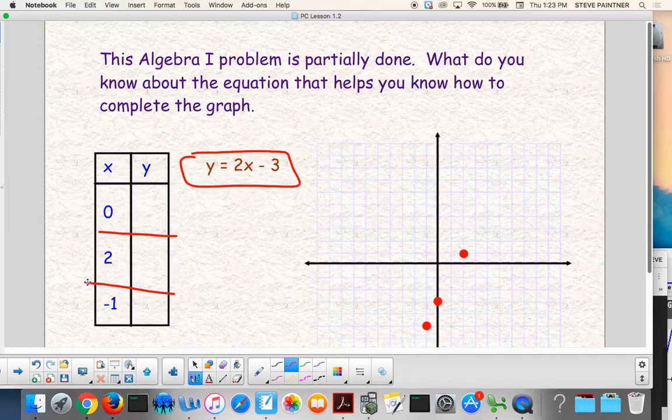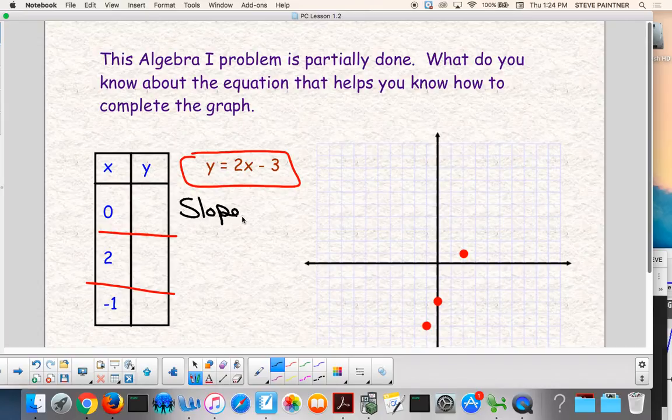This Algebra 1 problem is partially done for you. I did a couple points for you. What do you know about the equation right here that helps you know how to complete this graph? Give me some things you know. Slope. Oh, you know the slope. Okay. Naomi, what is the slope?